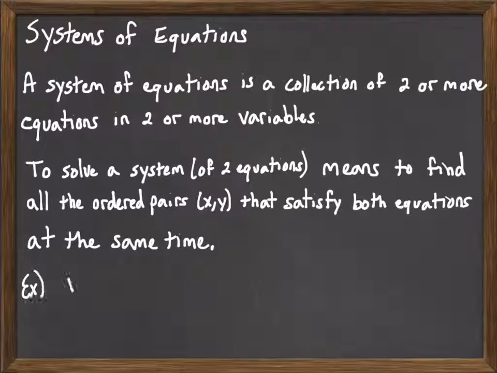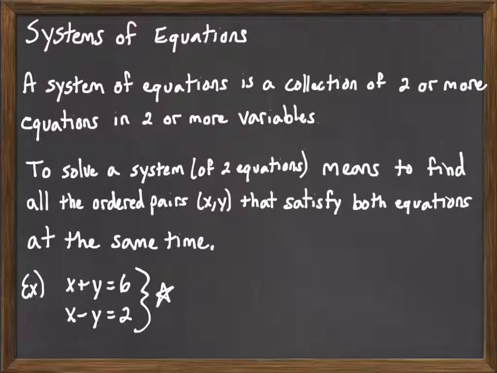So as an example, consider the system of equations x plus y equals 6 and x minus y equals 2. We'll just label that as star. What we're looking for are values that make both equations true. It has to make both of them true in order to be a solution. So for example, 1 for x and 5 for y would make the first equation true. 1 plus 5 is 6. But 1 minus 5 is not equal to 2, so 1, 5 is not a solution for the system.